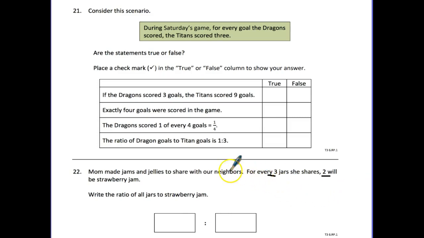Okay, so for every 3 jars she shares, 2 will be strawberry jam. I want all jars to strawberry jam, this tells you the order you're going to be writing it in. Okay, and that would be on the product side. Your process is going to basically explain that for all of the jars that she makes, 2 of them will be strawberry jam. So if she makes 3 jars, 2 will be strawberry jam. If she makes 6 jars, 4 would be strawberry jam. Okay, and then that would be your explanation. It's a 3-to-2 ratio.